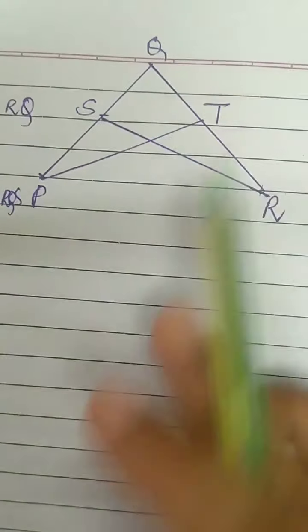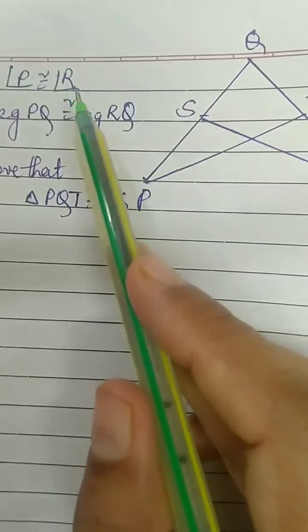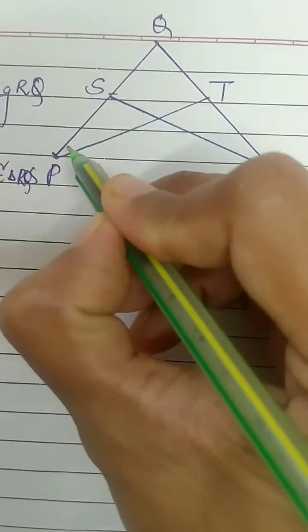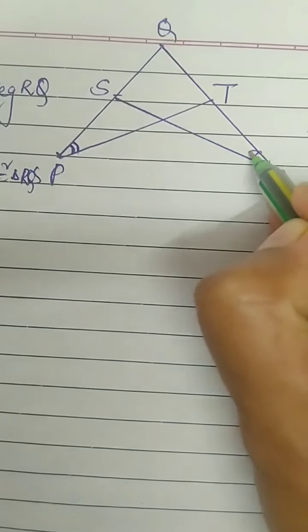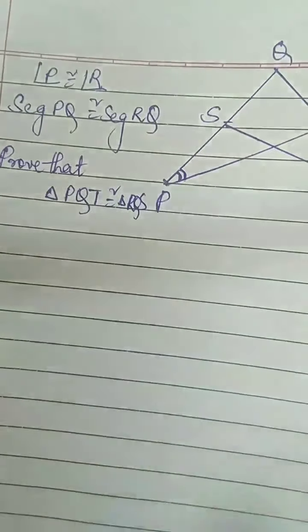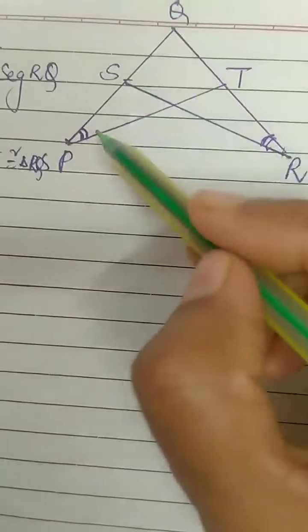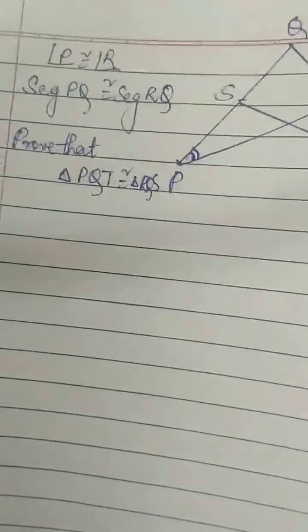Figure given is this way and the given information is angle P congruent to angle R. So, I will mark it here. Angle P, this way I'll mark, congruent to angle R. Same identical marks. Then segment PQ congruent to segment RQ. Segment PQ, this whole thing is congruent to segment RQ.